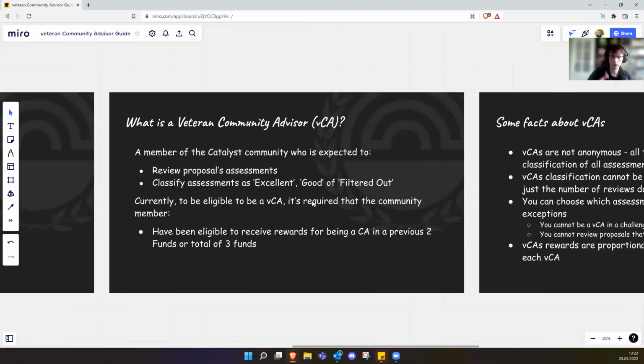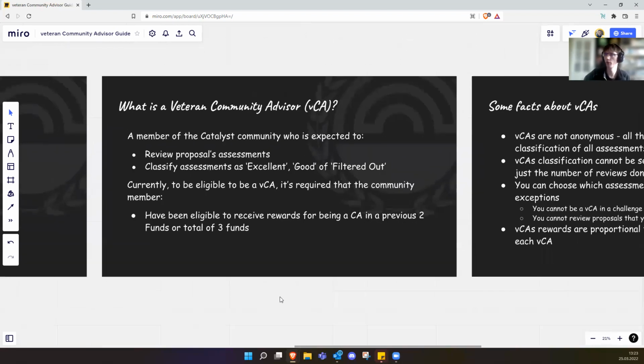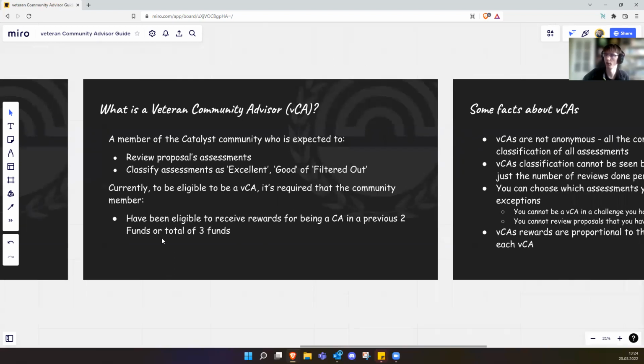As you read them, you then have to rate them. Is this excellent, good, or filtered out? We will go into details about what we expect from an excellent assessment, what we expect from a good one, and what kind of assessments we would like to filter out, because they do not help our community to grow or the proposer itself.